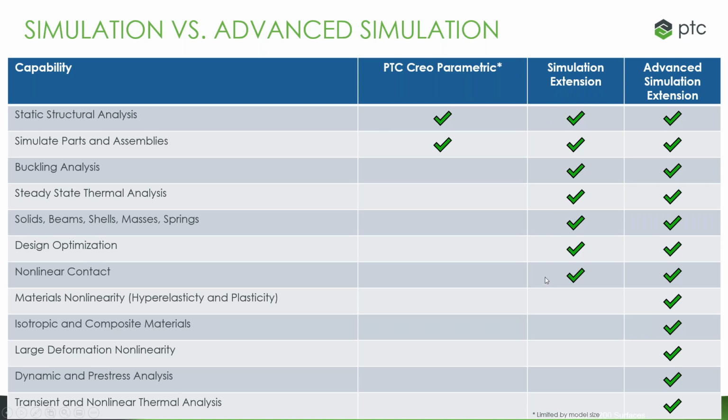The division here really comes, this has all the idealizations, it has steady state, thermal, modal, structural. You have that optimization tool that we saw running the optimization studies as part of the standard. So idealization, optimization, and then the nonlinear contact as well. But if you'd like to get into materials nonlinearity or large deformation nonlinearity, that's where you get into the advanced. Same with the dynamic analysis or transient nonlinear thermal analysis. So if you're going to do any kind of vibration or shock or anything like that, that would be your dynamic analysis. And again, you have the option for isotropic and composite materials in the advanced simulation.